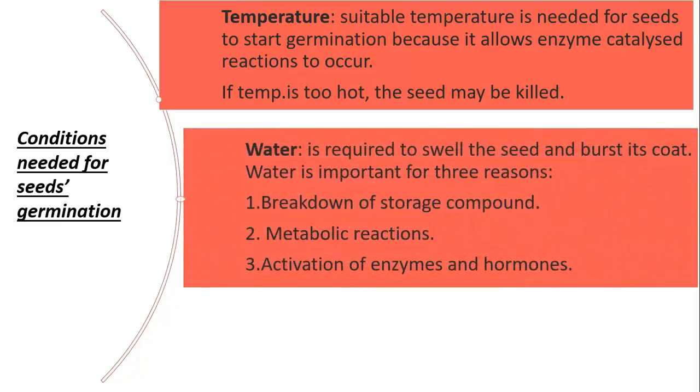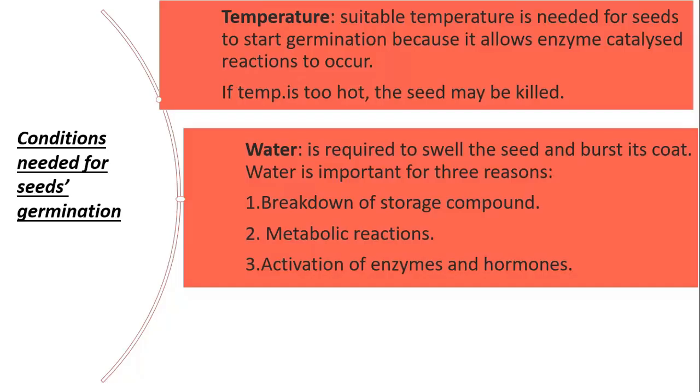Also, water is very important. Why? Because we said that for germination to happen, the seed coat has to burst or has to be cut to allow the growth of the plant. So this happens because of water. The water will swell the seed so that the coat will burst. Also, it breaks down the storage compounds that act as food for this plant until it's fully grown and capable of photosynthesis. It allows the metabolic reactions.